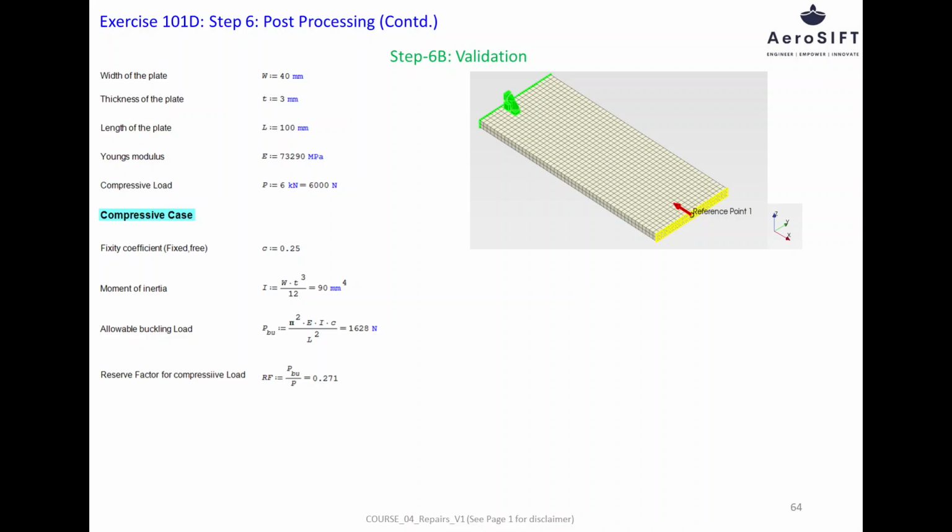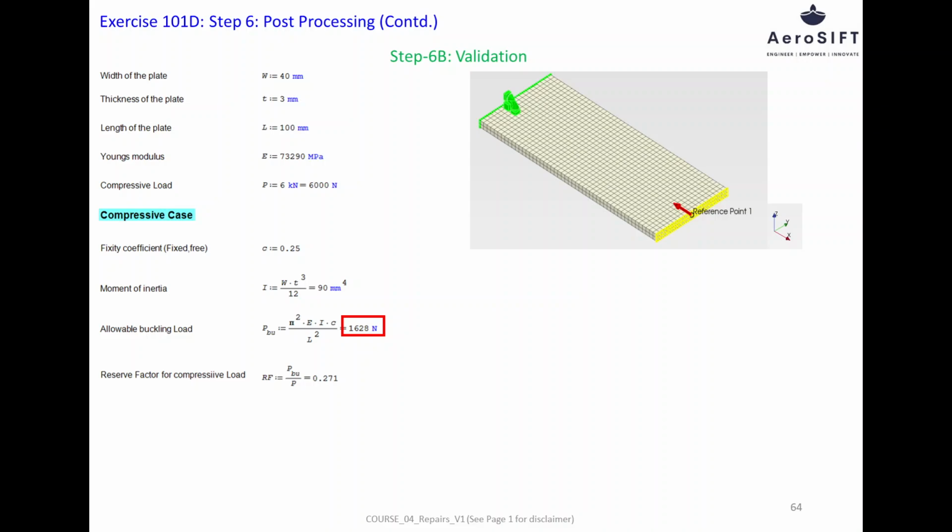This slide presents the validation step, where hand calculations are compared with finite element FE results to assess the buckling behavior of a plate under compressive loading. The plate's dimensions, material properties, and boundary conditions, fixed-free, are clearly defined. Using classical Euler buckling theory, an analytical calculation is performed to estimate the critical buckling load. This includes applying a fixity coefficient appropriate for a fixed-free boundary condition and calculating the moment of inertia based on the plate's cross-section. The resulting allowable buckling load is found to be 1,628 newtons.